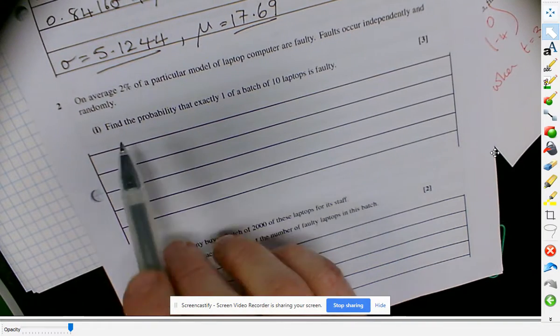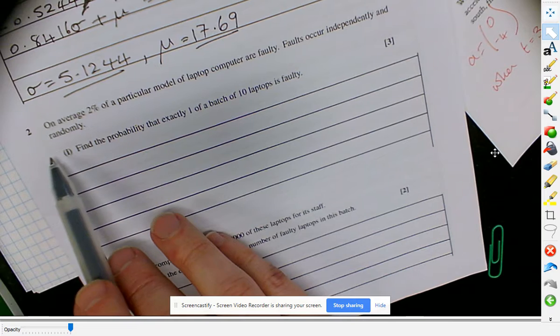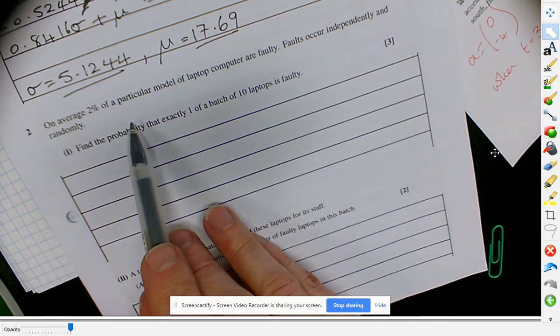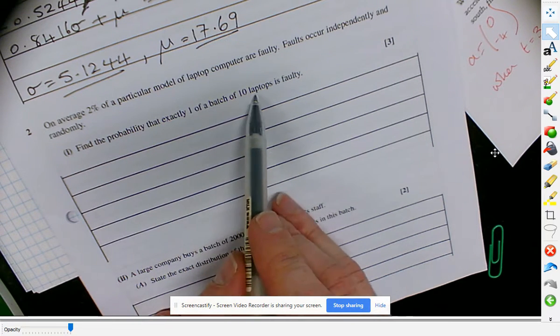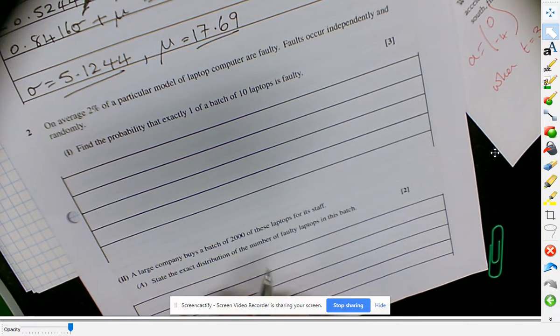Okay, so on average, 2% of a particular model of laptop are faulty. Faults occur independently and randomly. Find the probability that exactly 1 in a batch of 10 laptops is faulty. So we've got to think, what distribution have we been given here?